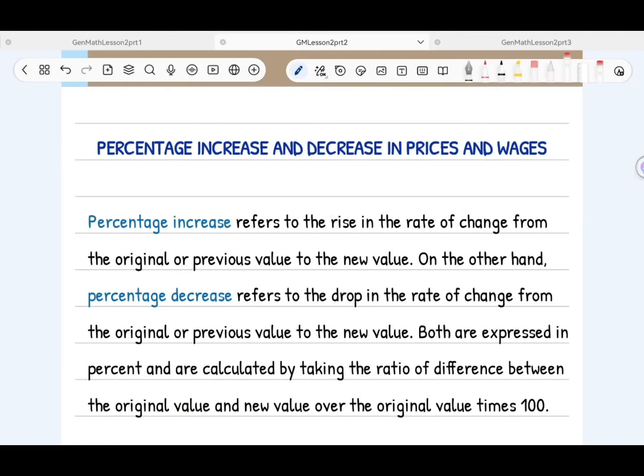In this video, ang pag-uusapan naman natin ay tungkol sa percentage increase and decrease in prices and wages. So let's have the definition.